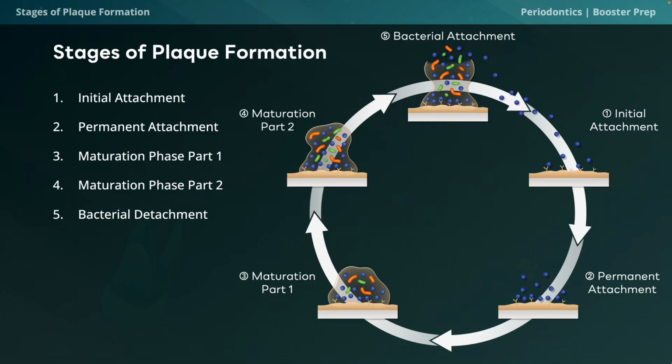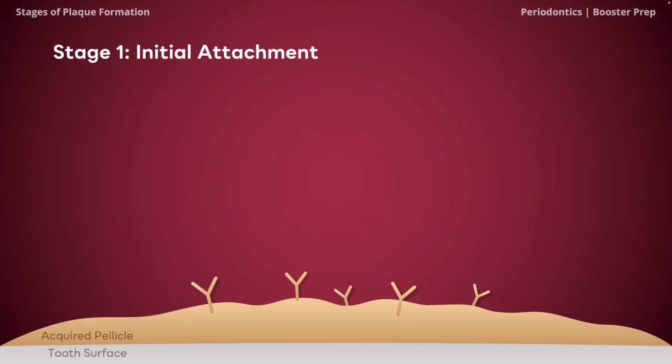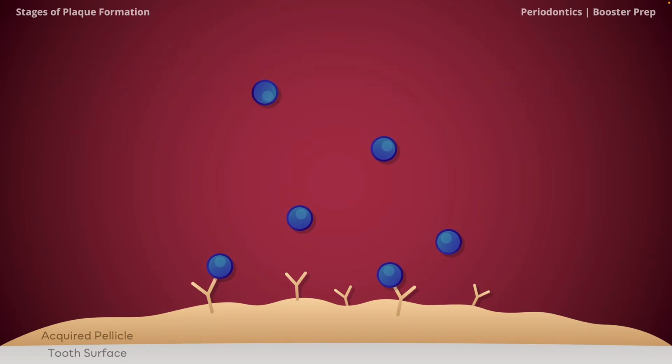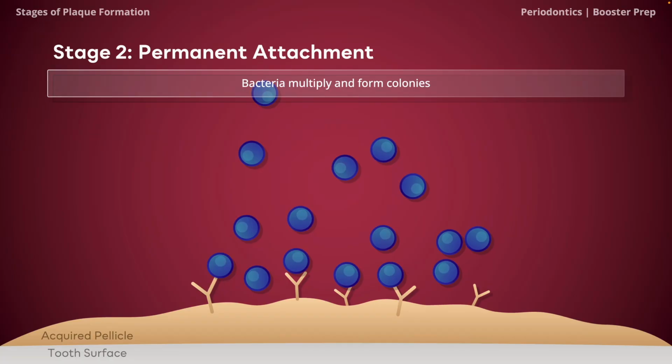Okay, now we'll talk about plaque formation, which is a stepwise process in which bacteria colonize the tooth surface, organize into complex communities, and mature into a structured biofilm. It begins with the attachment of microbes to the acquired pellicle, followed by the spread of bacteria to new sites in the mouth. So let's start with stage 1. During the initial attachment, early colonizers, mainly gram-positive cocci, adhere to the acquired pellicle. This is followed by permanent attachment, where the bacteria multiply and form colonies that develop into a complex biofilm.